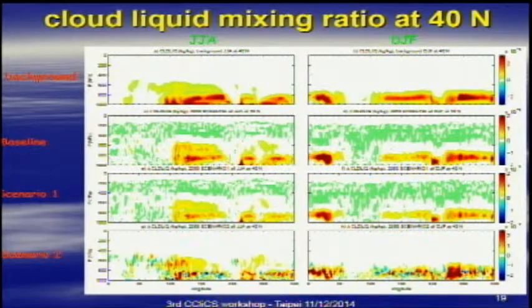And also look at the cloud liquid mixing ratio. Again, the top panel is the background, the baseline, and scenario 1 and 2. This is delta. It really puzzled me why the cloud mixing ratio increased, because I could understand when the aerosol concentration is increased, then you get more drops. But I don't see how the cloud liquid mixing ratio increases. So it kind of puzzles me a little bit.